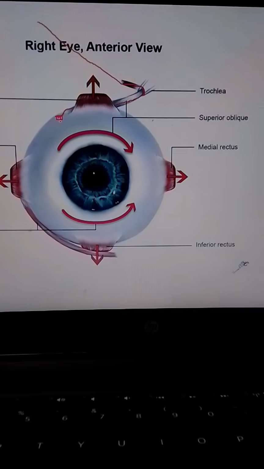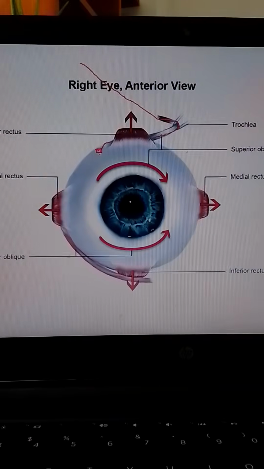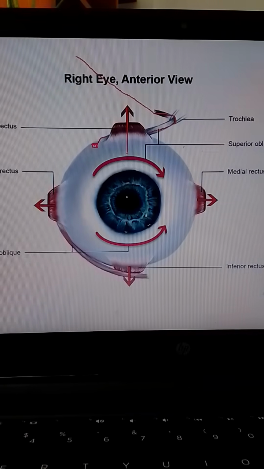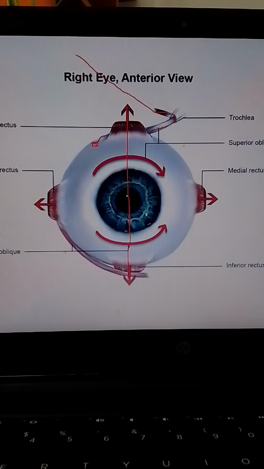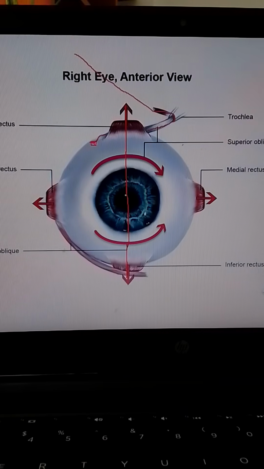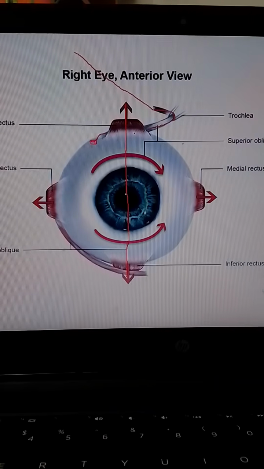Now let us see what happens if the superior oblique contracts. Let us look at the axis and look at the movements. This is the vertical axis. So if the oblique contracts and the tendon goes behind the vertical axis, it is definitely going to abduct the eyeball. So abduction is one movement.